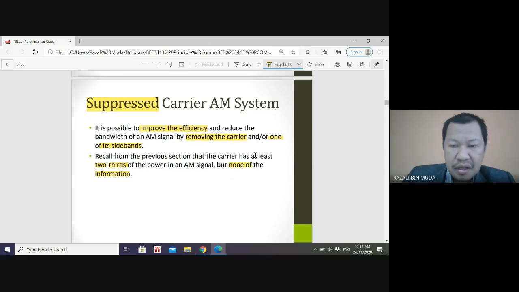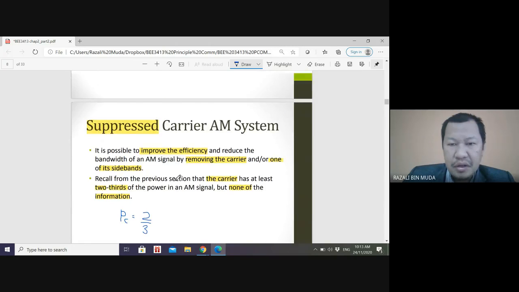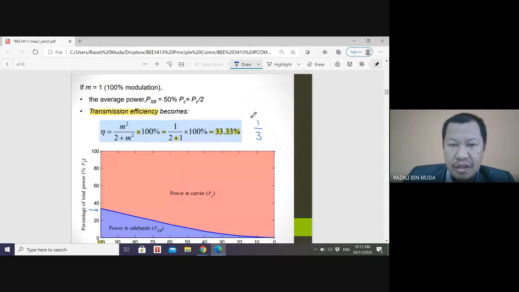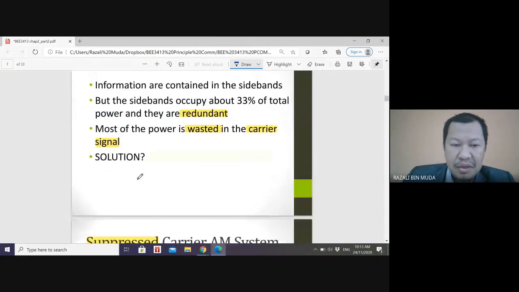So the carrier has at least two-thirds, but none of the information. Okay, so we have just now P sideband, one-third, P carrier, two-thirds.